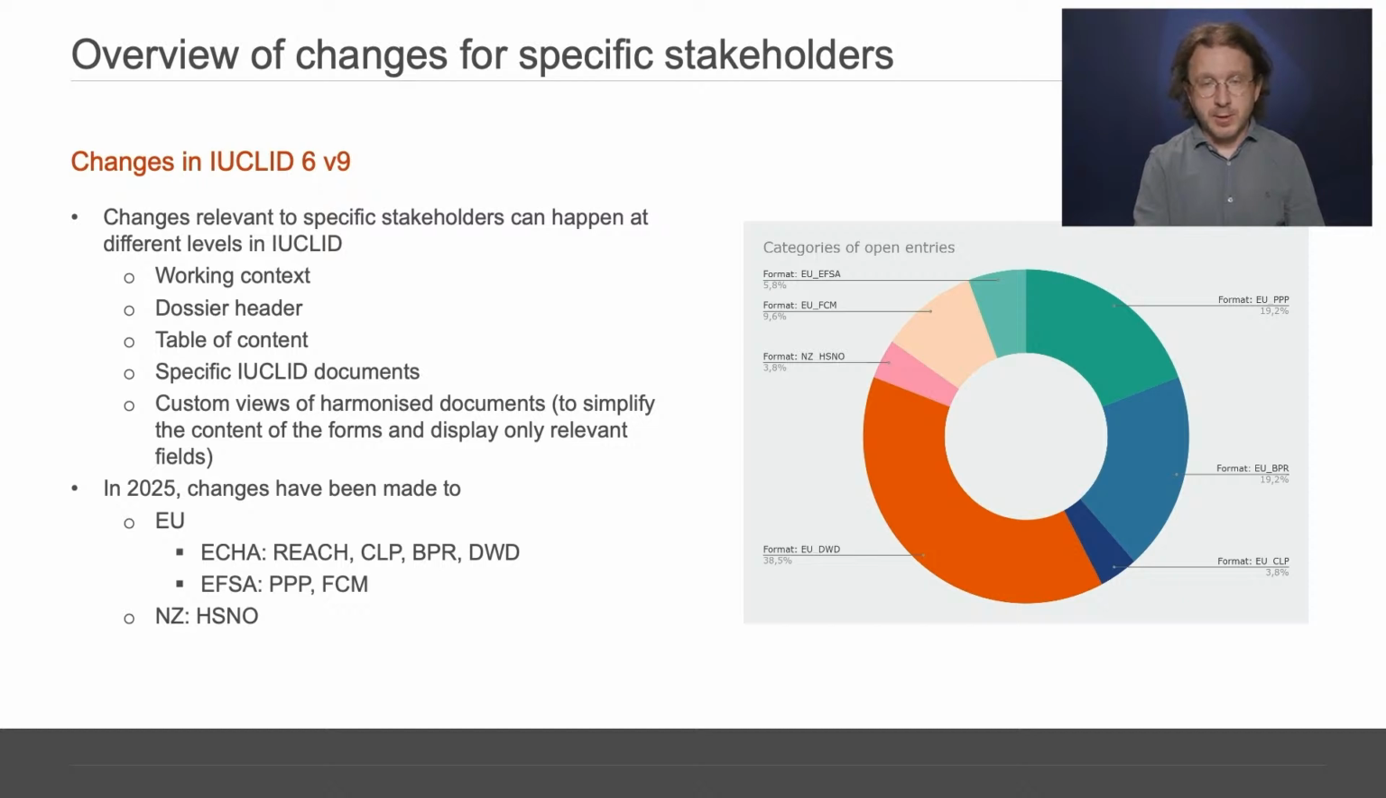Then the table of content that you see on the left side of your screen in EUCLID can be modified. Specific EUCLID documents can be created to record information that is relevant only in a specific process or under a regulation. And we can also implement, in some cases, custom views to the harmonized documents in order to simplify the content and display only the relevant fields in a specific context. In 2025, we have changed several parts of this regulatory context. For ECHA, you can see the relevant regulations here, for EFSA, and also for New Zealand.